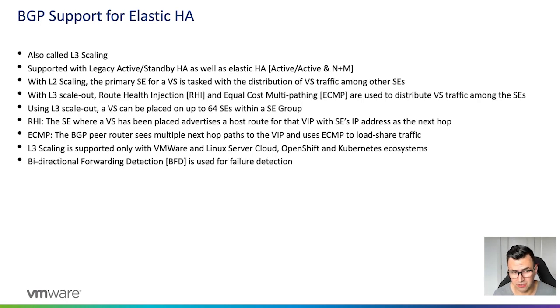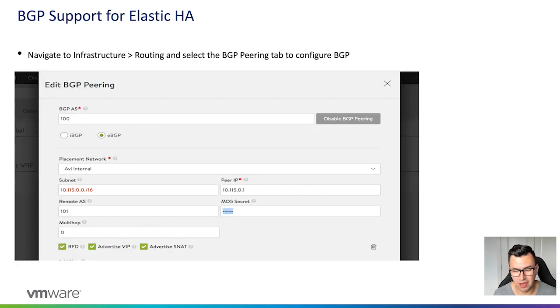We have a plus here that when you use L3 BGP, bidirectional forwarding detection is used, and it's a very optimal way to detect SE failures. Then when you have applications that require a lot of traffic, very intensive applications, BGP is always the best way to scale out.